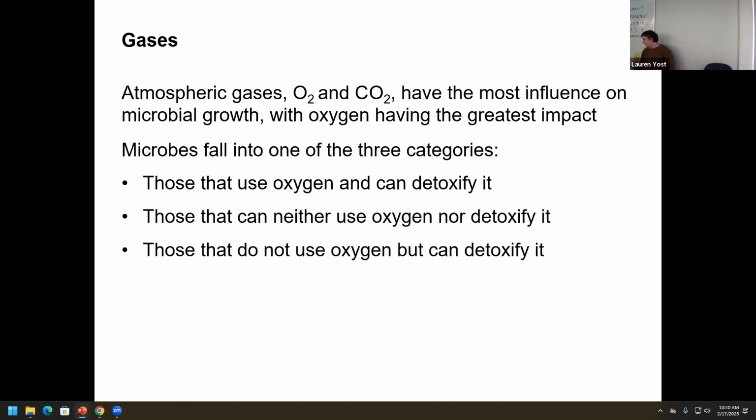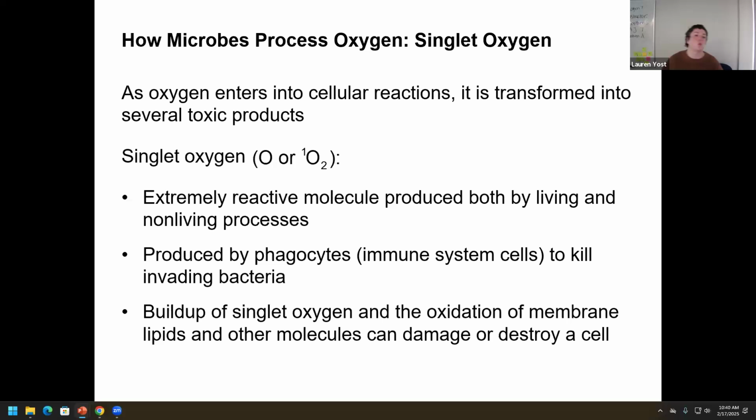I would expect the same thing. Yeah. So we have organisms that can neither use oxygen nor detoxify it. And then those that do not use oxygen, but they're still able to detoxify it. And we have terms for these guys as well.